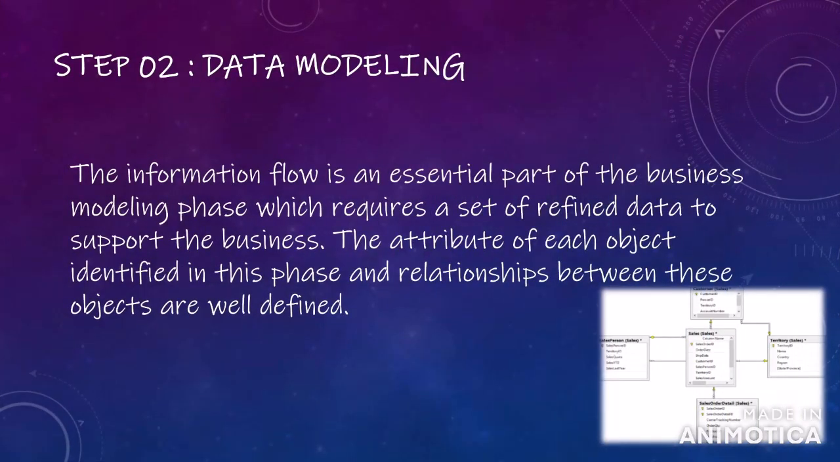Next, data modeling. The information flow is an essential part of the business modeling phase, which requires a set of refined data to support the business. The attribute of each object is identified in this phase and relationships between these objects are well defined.